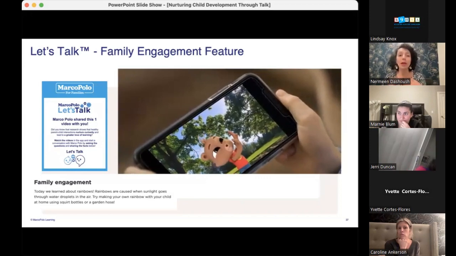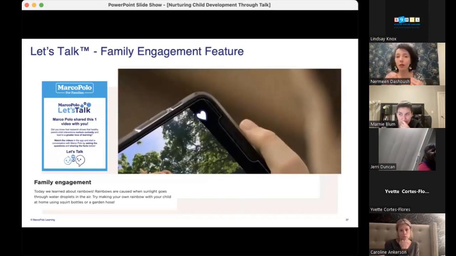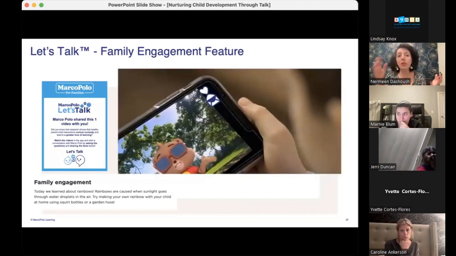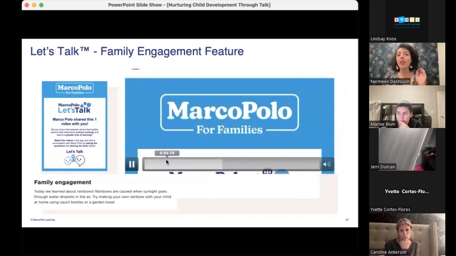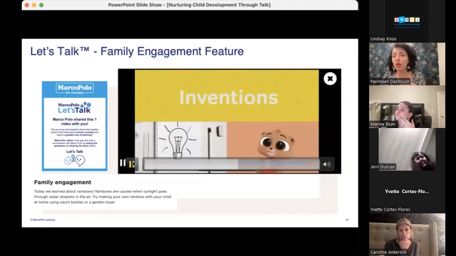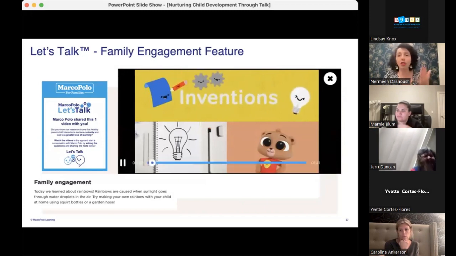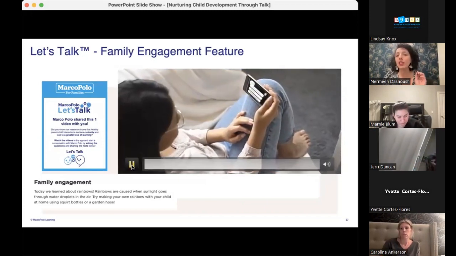So instead of saying to the parent, talk to your child about inventions. Okay, what do I say? What do I say to them? Oh, today we're learning about inventions. So what do I do? What do I say? The parent gets a notification, and instead of overwhelming them with an arts and craft project or a research project or anything like that, we focus specifically on questions that they can ask.